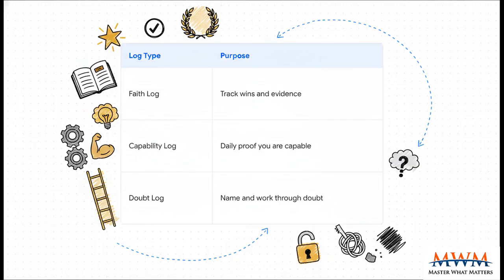Next is the capability evidence log, where you record daily, concrete proof that you are, in fact, highly capable. And finally, there's the doubt log. It's so important to have this. It's a safe, private space to name and actually work through doubt as it inevitably creeps in.